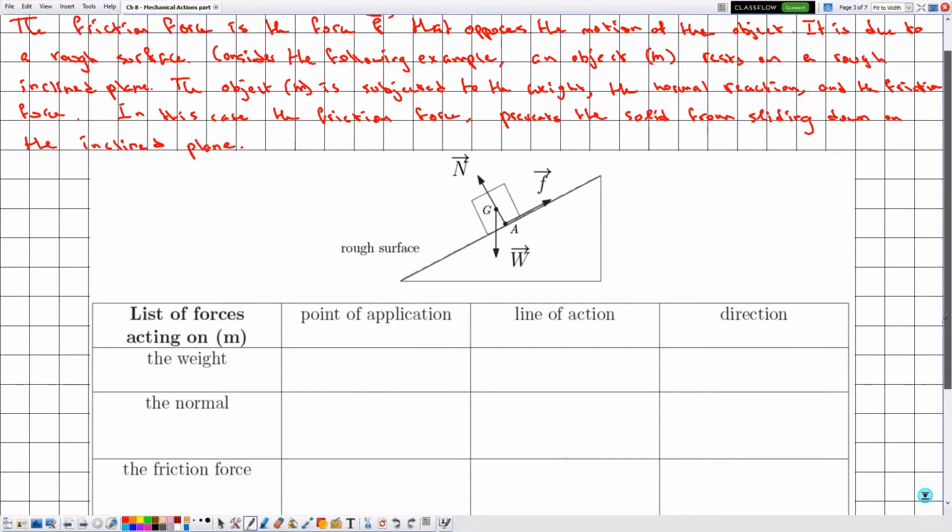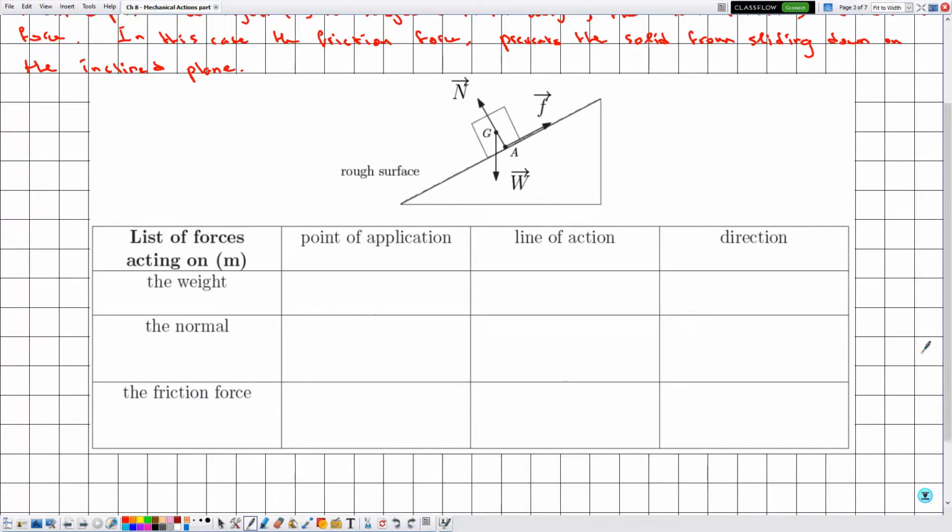And now let's complete the following table. As for the weight, we know that the point of application will be the center of gravity G. And this is vertical. And this is downward.